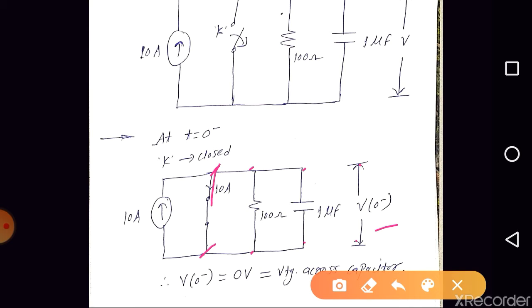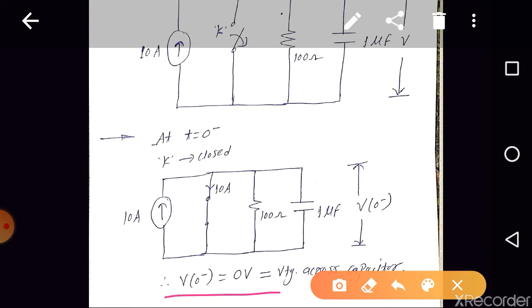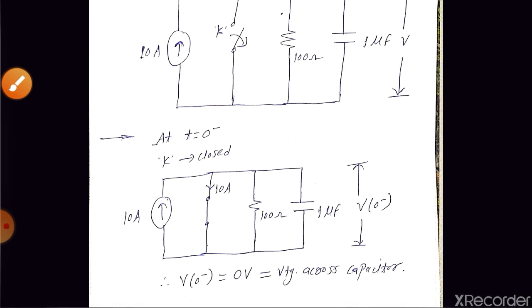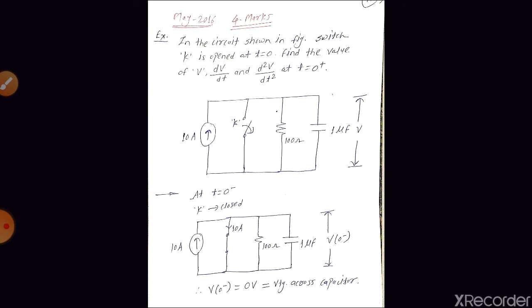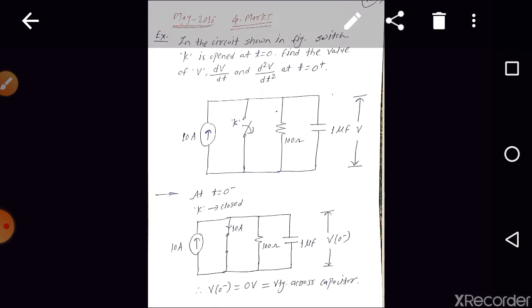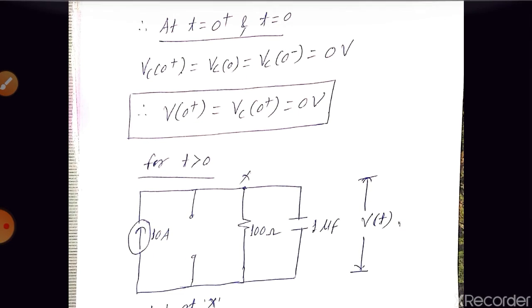So what is the voltage between these 2 points? It is a short circuit. So what is the voltage? It is 0, right? So here at t equal to 0 minus, the voltage across the capacitor is equal to 0 volt, right? Very important: at t equal to 0 minus, the voltage across the capacitor is 0, which means it is like a 0 initial condition.